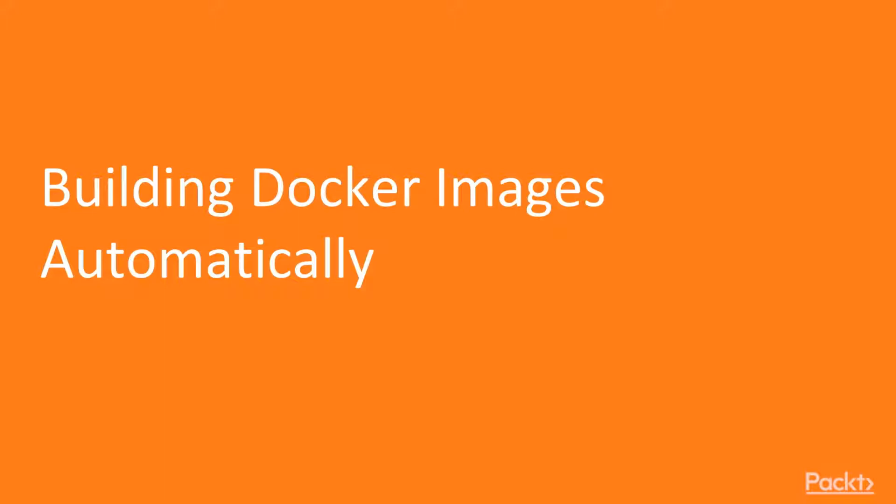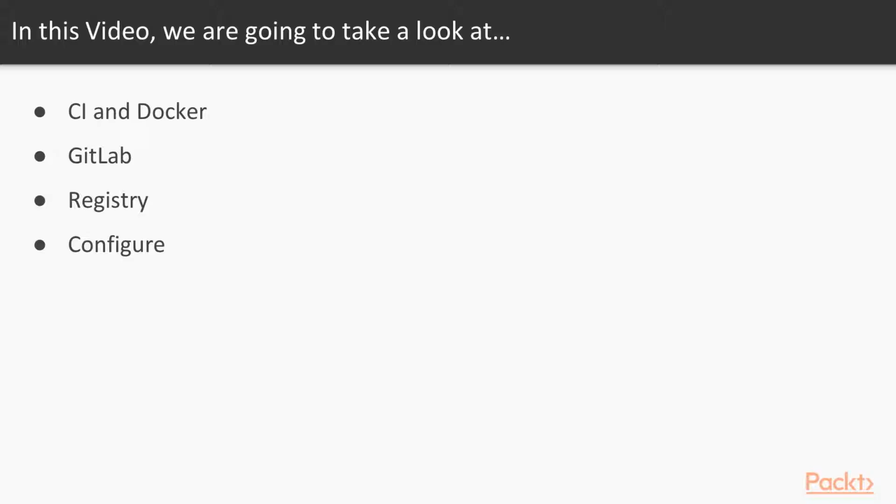Building Docker images automatically. In this video, we'll learn how to use GitLab to automatically build Docker images. We'll discuss how continuous integration can benefit Docker applications. Next, we'll learn a little bit about GitLab. Then we'll learn how to enable the Docker registry for a project. Finally, we'll learn how to configure continuous integration on a project.